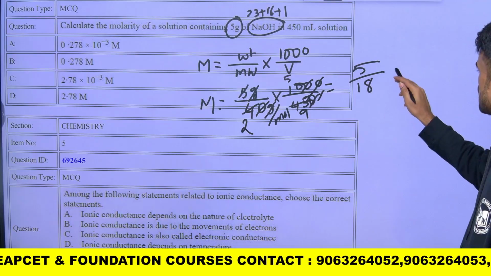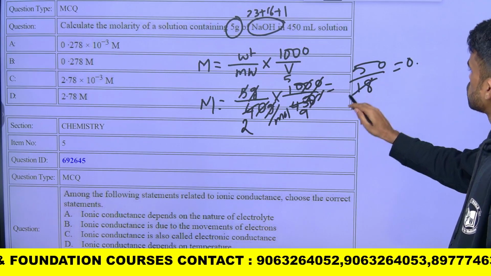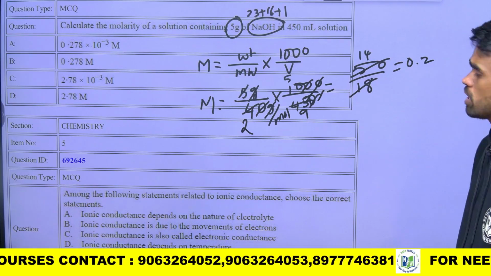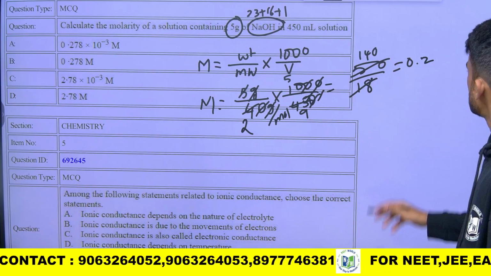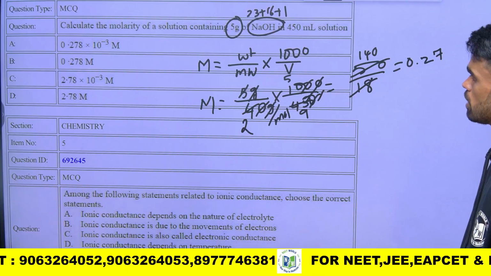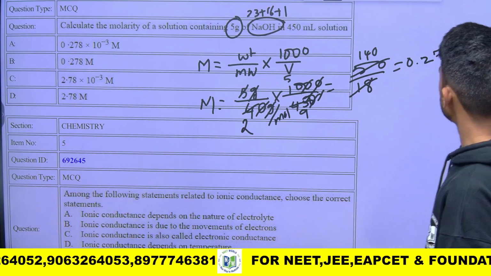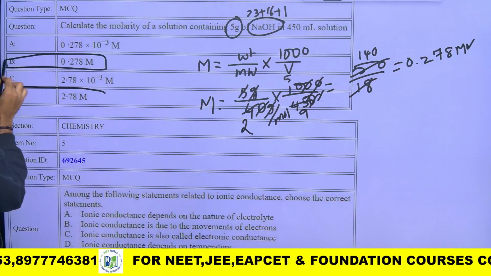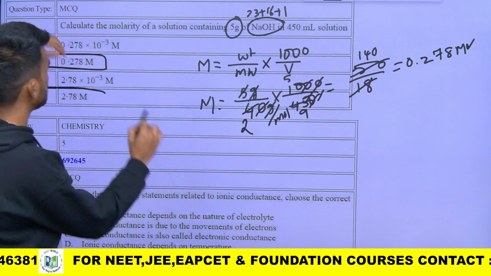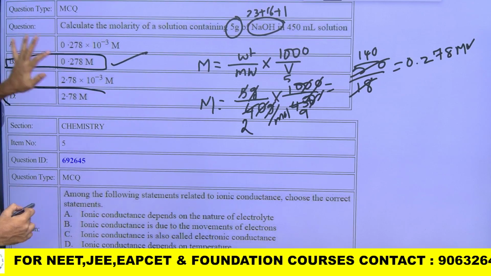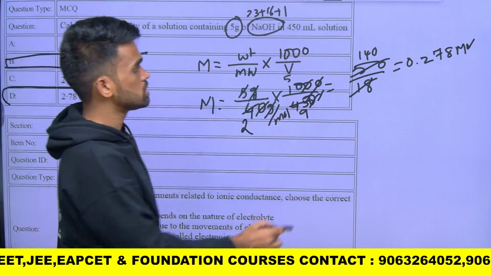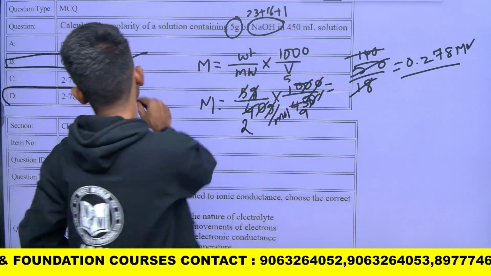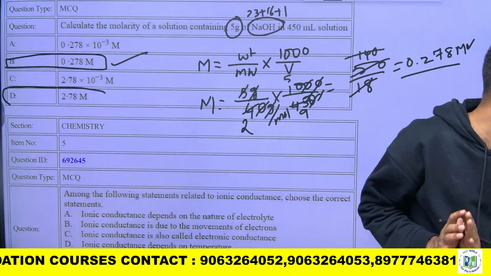Now I can write a 0, so 50. This will be 2 times; 2 times 18 means 36, remaining 14. Again placing a 0, we will get around 0.278. So this is the molarity we are getting. So here, the second option, we have 0.278. 0.278 is the exact answer for this. I hope it is clear, there is no confusion now. So that is the molarity of this particular solution, which is option number B. Okay, hope it is clear.